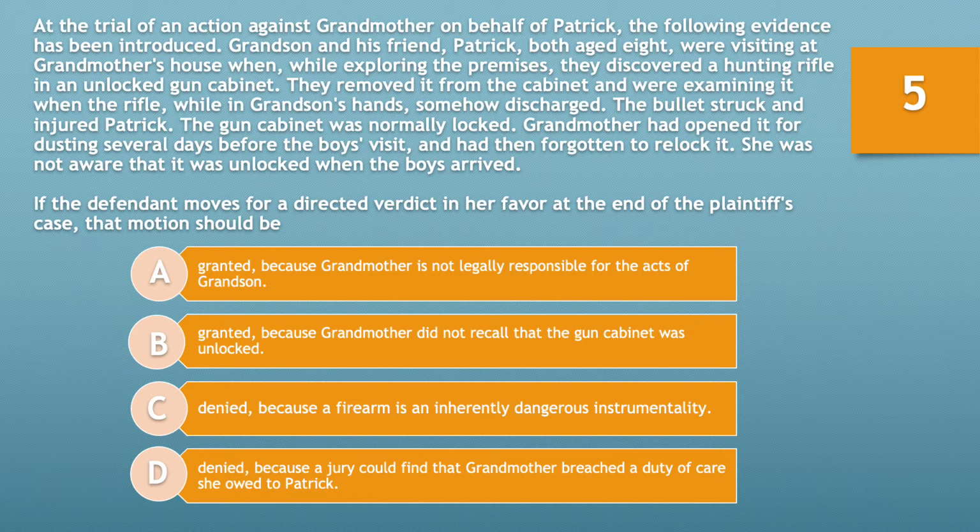If the defendant moves for a directed verdict in her favor at the end of the plaintiff's case, the motion should be A. Granted because grandmother is not legally responsible for the acts of her grandson. B. Granted because grandmother did not recall the gun cabinet was unlocked. C. Denied because a firearm is an inherently dangerous instrumentality. Or D. Denied because a jury could find that grandmother breached the duty of care she owed to Patrick. Take 10 seconds.